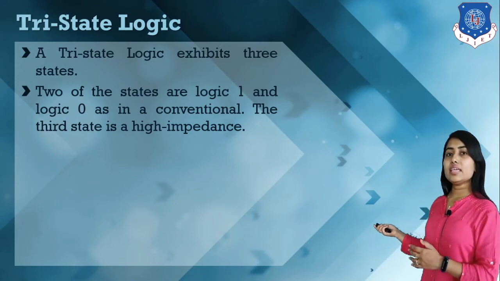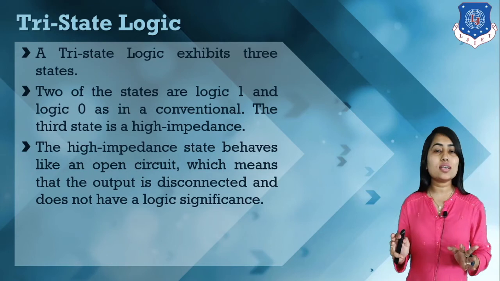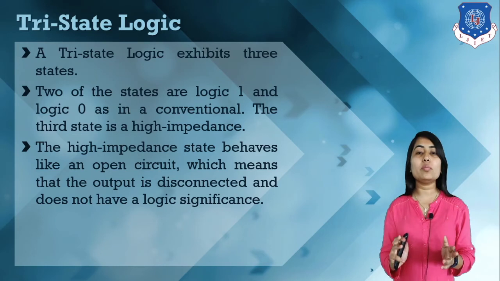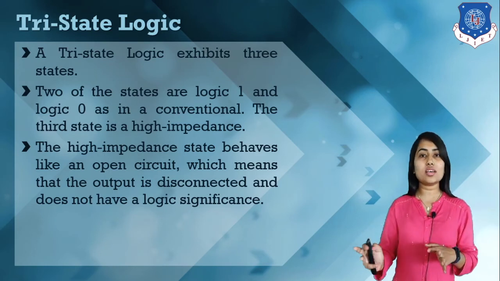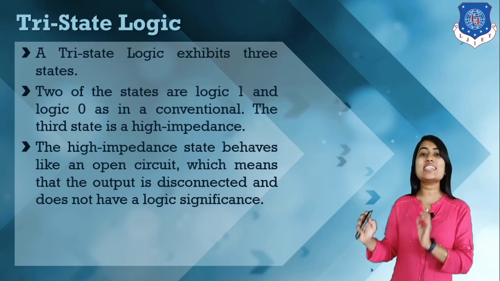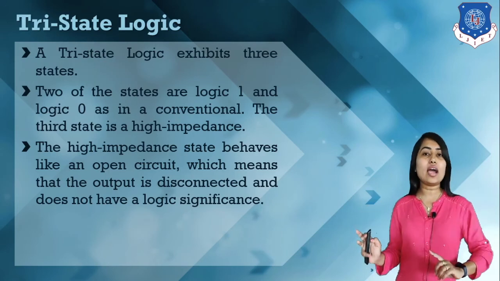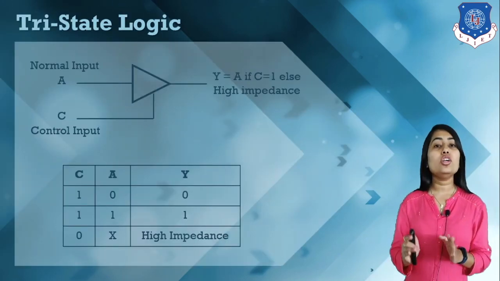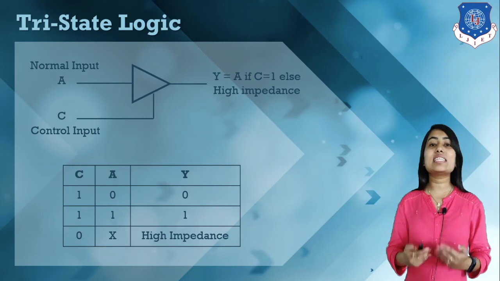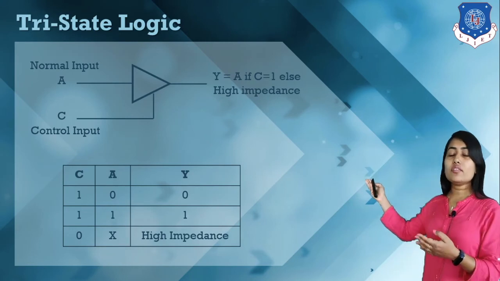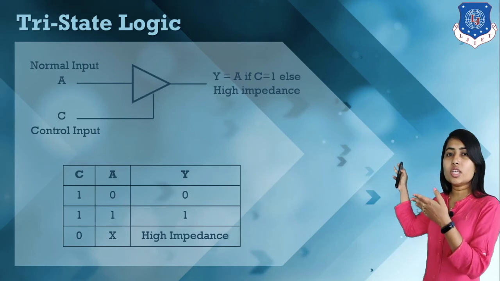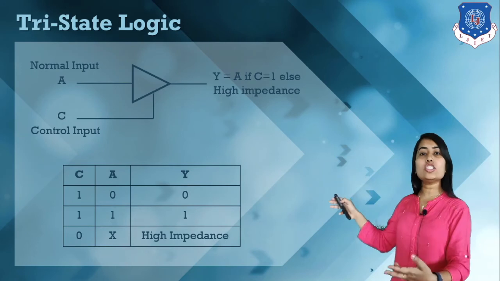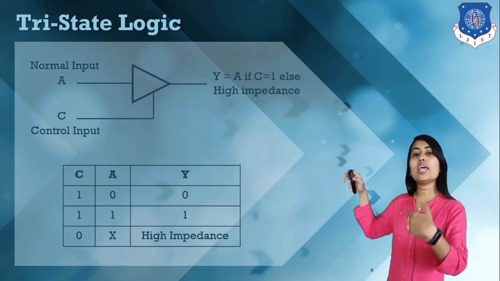This high impedance state behaves like an open circuit, meaning there is no logical significance at the output side. The high impedance state works as an open circuit and indicates that there is no logical significance of the input at the output side. Here we have a logic diagram and a truth table for this tri-state, or three-state, logic. With this triangle, our inputs can flow in this direction. Here we have a normal input and a control input.